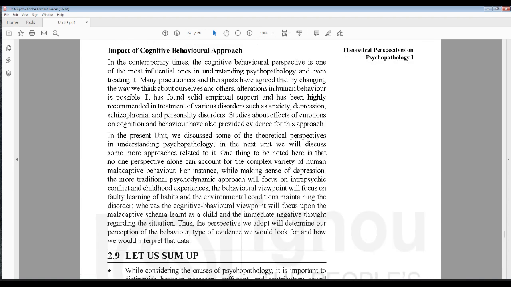Impact of the cognitive behavioral approach in contemporary times. The cognitive behavioral perspective is one of the most influential ones in understanding psychopathology and even treating it. Many practitioners and therapists have agreed that by changing the way we think about ourselves and others, alterations in human behavior are possible. It has found solid empirical support and has been highly recommended in the treatment of various disorders such as anxiety, depression, schizophrenia, and personality disorders. Studies about the effects of emotions on cognition and behavior have also provided evidence for this approach.